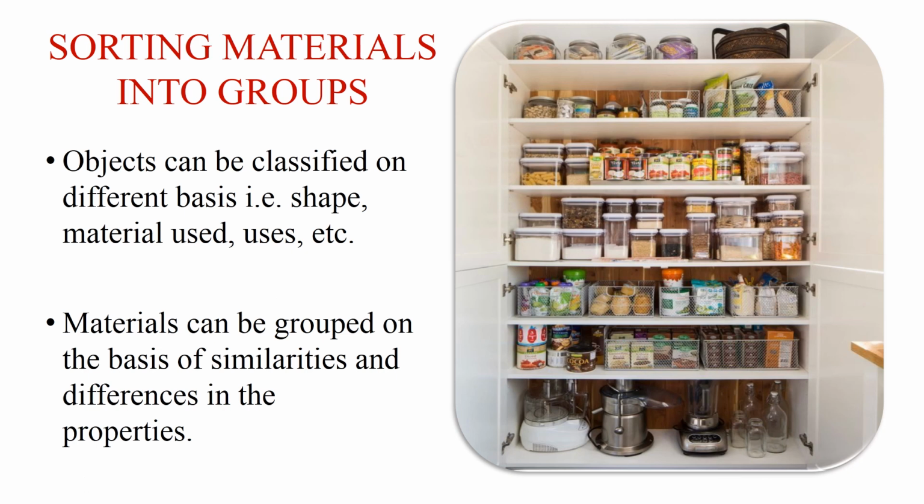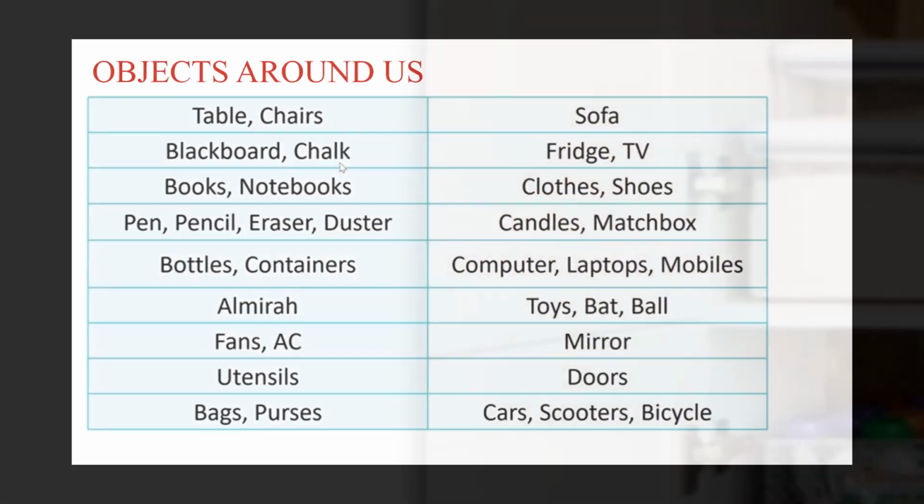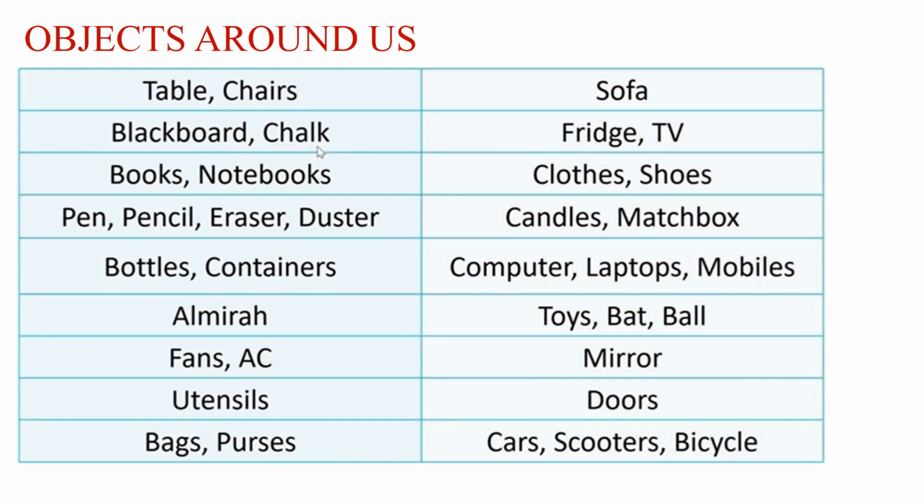We have a huge variety of objects present around us. Because of this, it is very important to classify objects into groups. The objects can be grouped in different ways based on their properties such as size, shape, color, and their uses. Materials can be grouped on the basis of similarities and differences in their properties. So now I believe that you have completely understood the difference between objects and materials.